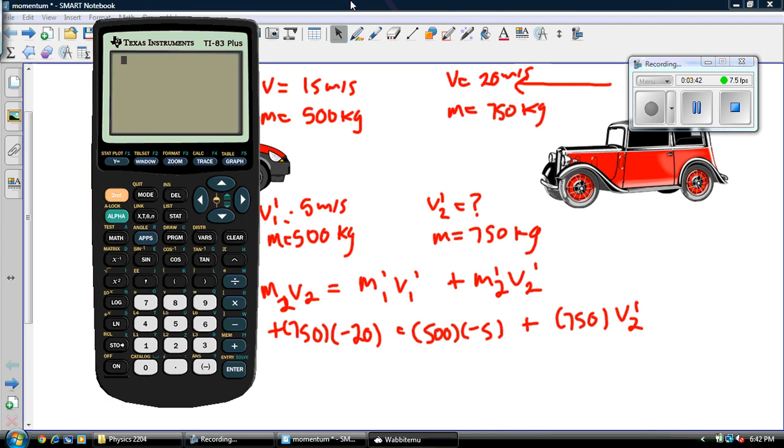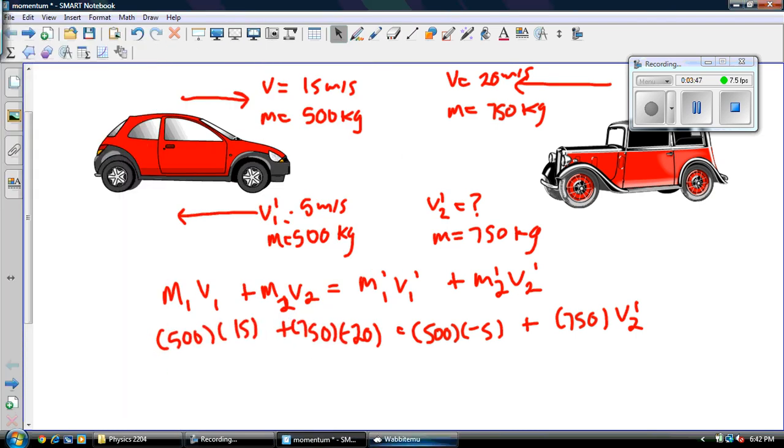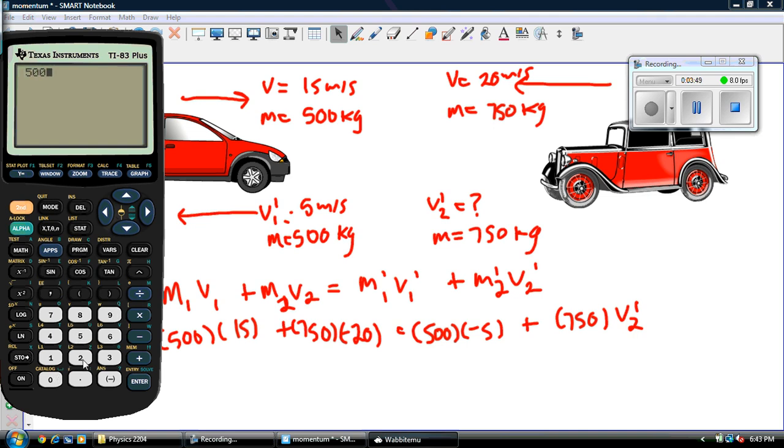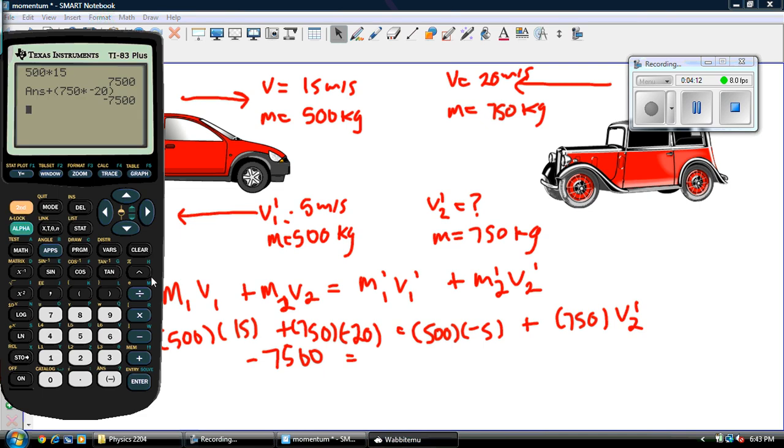Alright, so let's just calculate this. 500 times 15 plus 750 times negative 20. Momentum here is equal to negative 7500. And then on the other side, I've got negative 2500 plus 750 times V2 after.